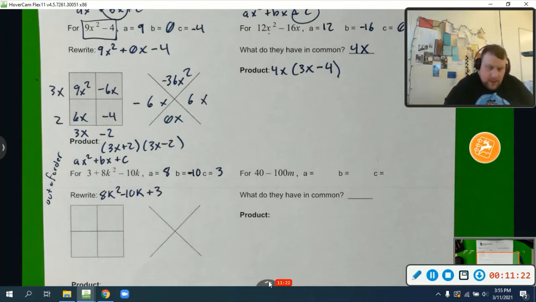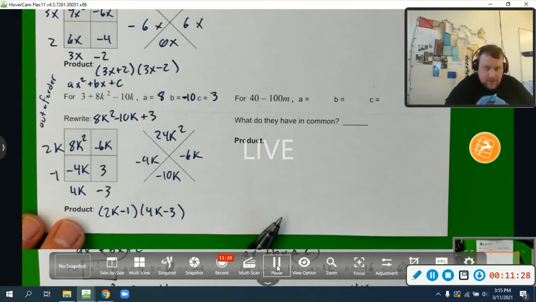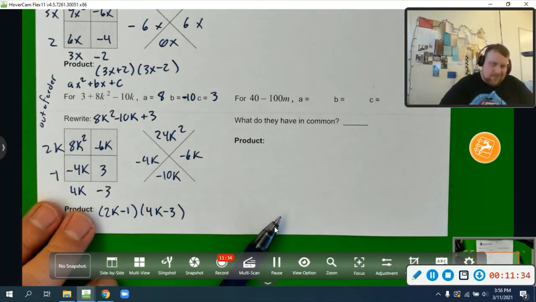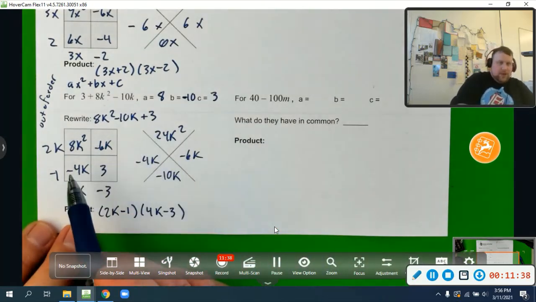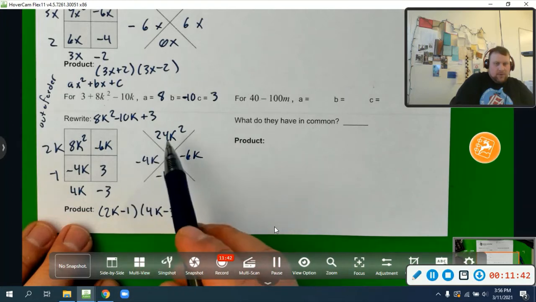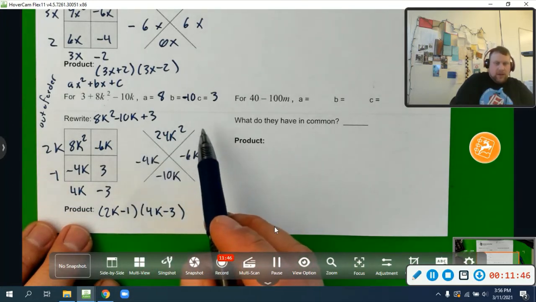All right, let's see how you're doing. Boom. Look at that right there. So, some things to show you here. What happened? We did our 8k squared in our 3. We did our negative 10k for the middle. Multiply those together to get 24k squared.